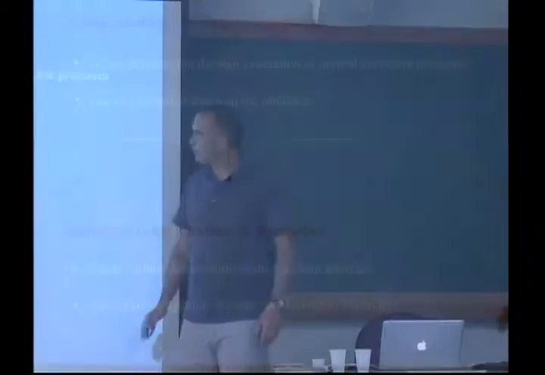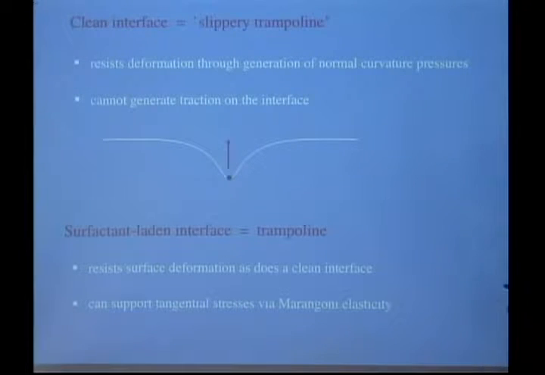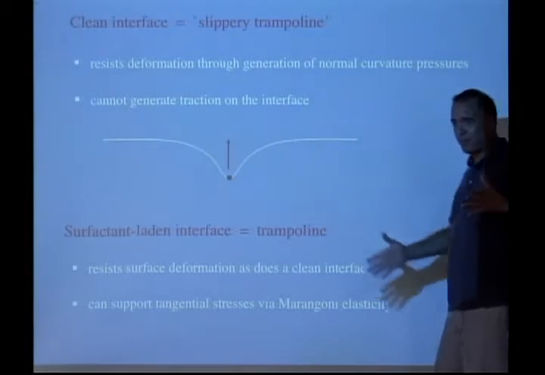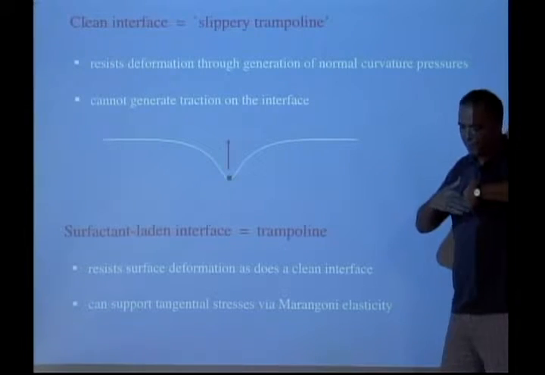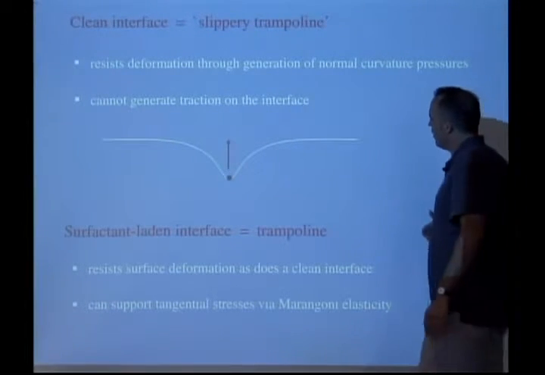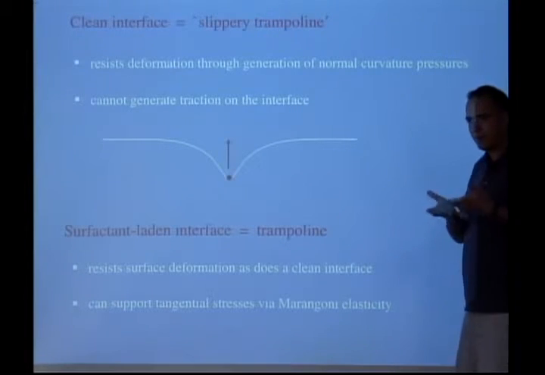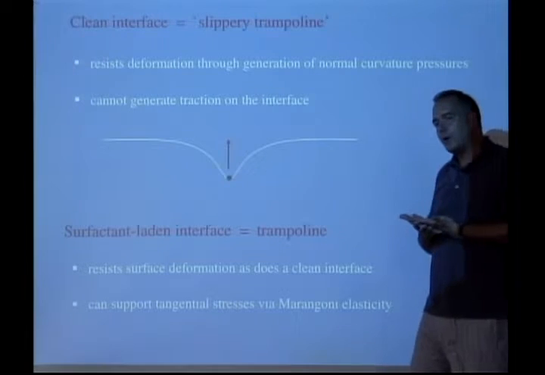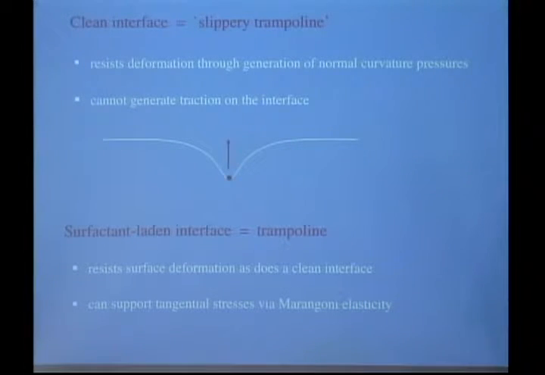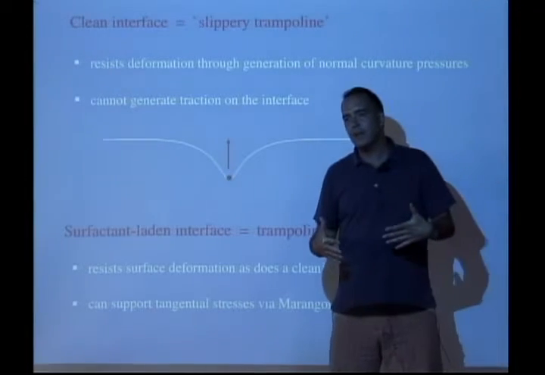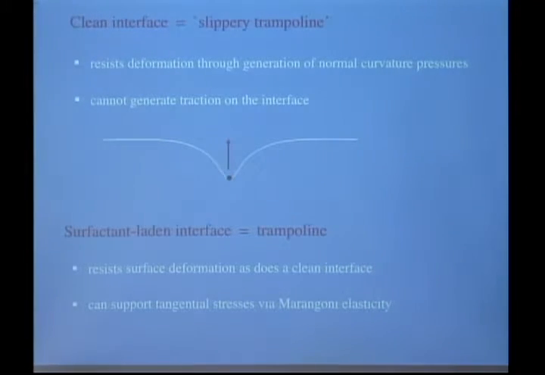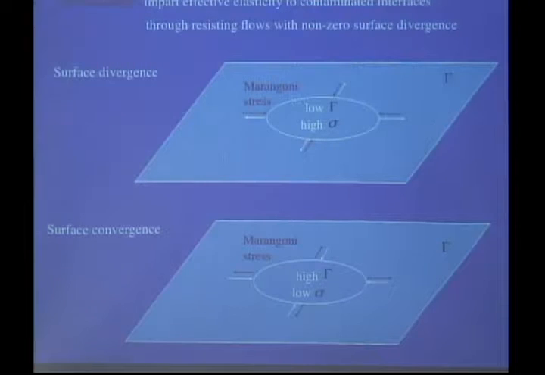Okay, so crudely speaking, we can think of a clean interface as being a slippery trampoline. So basically, we know that by deforming it, you can generate normal forces, but you can't generate any tangential stresses. But when you have surfactant present, then you can generate Marangoni stresses which are tangential. Okay? So you can think of this as being more like a trampoline. So there's an effective elasticity of the interface imparted by virtue of the surfactants. Okay, so is that a clear picture?